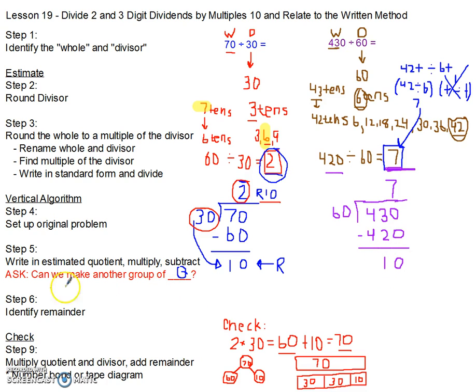And then we want to ask ourselves, can we make another group of our divisor? And our divisor is 60. And we can say, no, we cannot make another group of 60 out of 10. So that is our remainder.